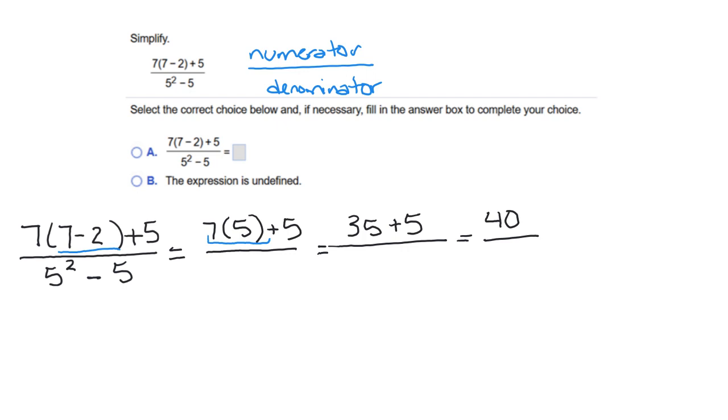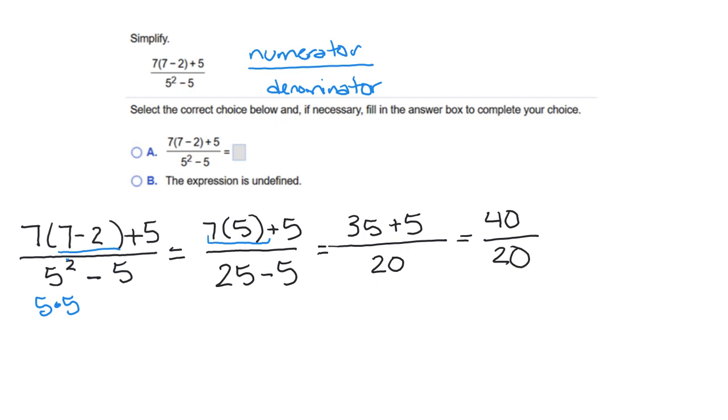Denominator does not have any parentheses or grouping symbols, but it does have an exponent. So I'm going to take care of this 2. So this is 5 times 5 for that 5 squared. So 5 times 5 makes that 25. Rewrite my subtract 5. And 25 minus 5 is 20. And I'll just carry it over to that final fraction.